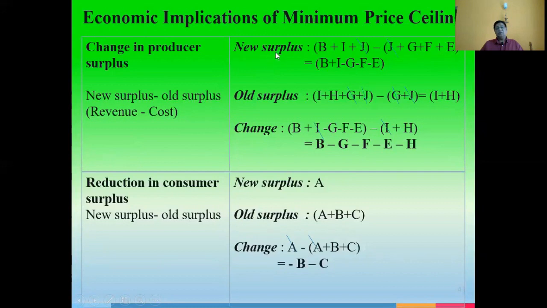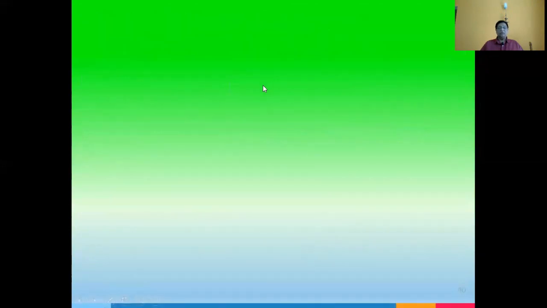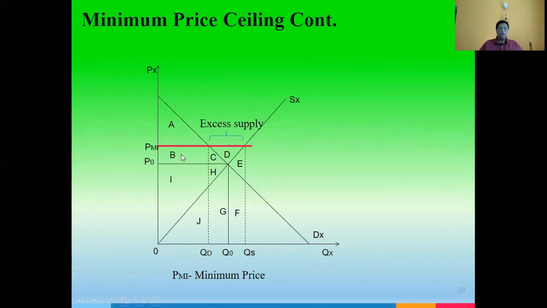Then the new surplus of the producers is given by the area of BI minus G minus F minus E. Positive B, positive I, negative G, negative F, negative E. I would like to go back to the previous diagram. This positive I, positive B, but negative J, negative G, negative F, negative E.